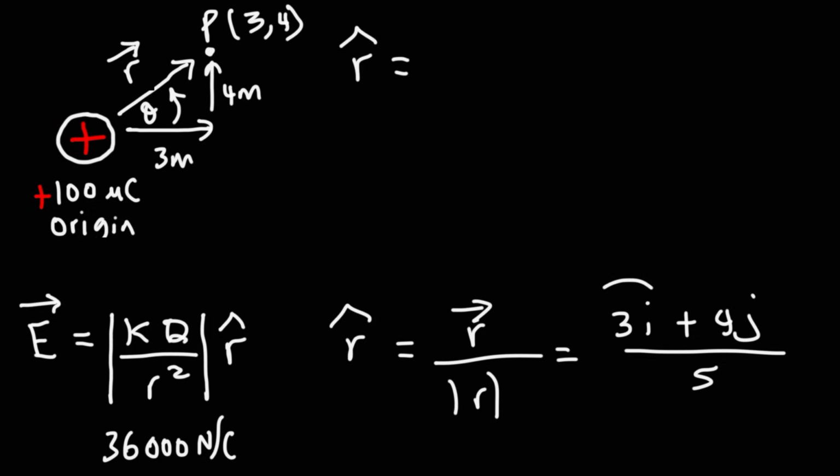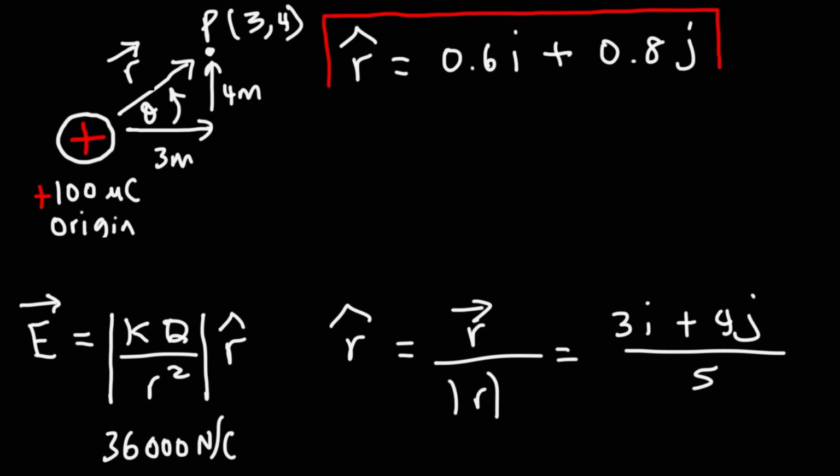So what I'm going to do is take 3 divided by 5 and write it in its decimal form. 3 over 5 is 0.6, so we get 0.6i. And then 4 divided by 5 is 0.8, so this is going to be 0.8 times j. So this is the position vector.